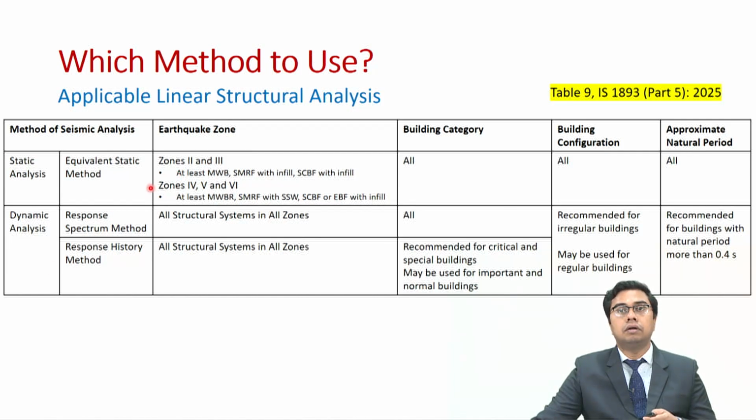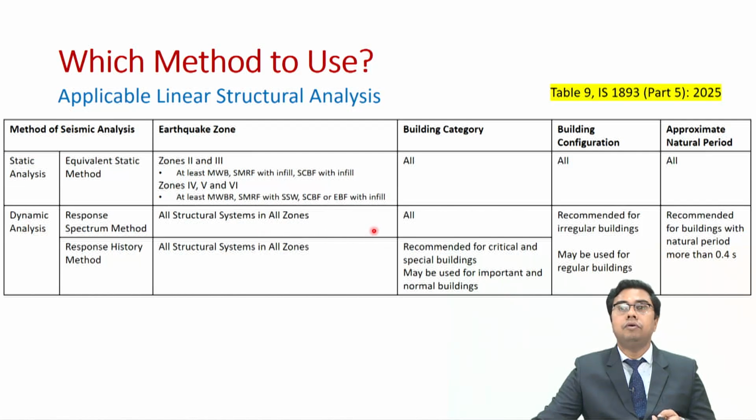For regions with higher seismicity, that is zones 4, 5 and 6, the criteria is even more stringent, that is you cannot even use equivalent static method for masonry buildings with bands. You need to have both bands and reinforcement in case of masonry buildings. Then you cannot use equivalent static method for analyzing buildings which have only a special moment resisting frame without shear wall. Therefore, in those cases you need to switch to dynamic analysis, either response spectrum method or response history method. So these two methods apply to all structural systems in all zones.